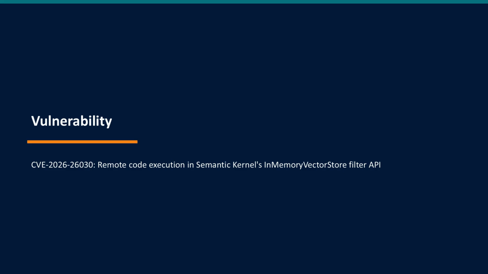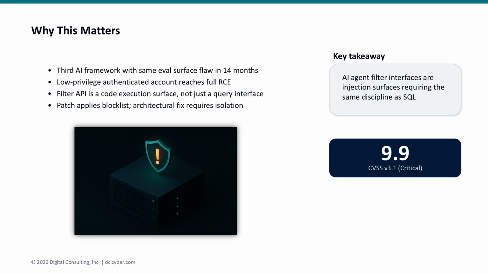CVE-2026-26030 is a critical remote code execution flaw in the Semantic Kernel Python SDK, published February 10, 2026, fixed same day in version 1.39.4. This is not just another CVE. It's the third AI agent framework to ship the exact same category of flaw in 14 months. Semantic Kernel in February 2026, LangChain in December 2025, LlamaIndex in early 2025. Same architectural mistake, different components.